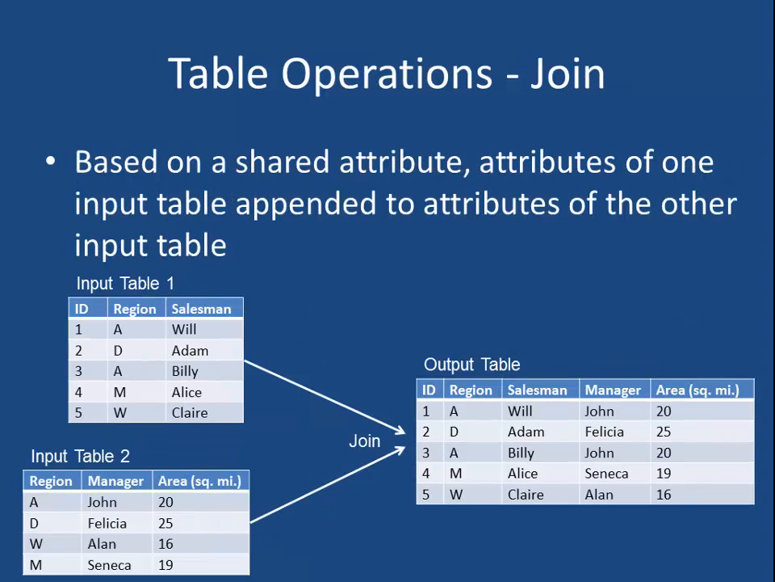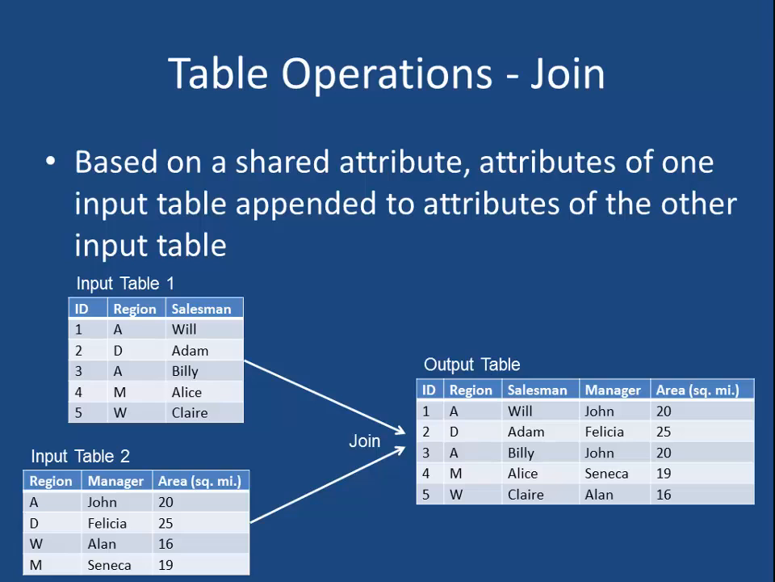The third table operation is the join operation. The join operation joins together two tables based on shared attributes. Based on the shared attributes, one input table is appended to the attributes of the other input table.